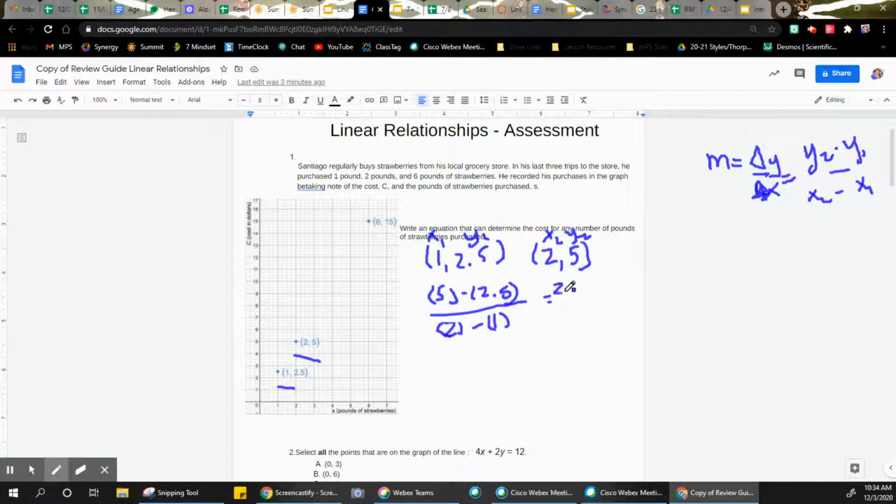5 minus 2.5 is 2.5. 2 minus 1 is 1. So 2.5 divided by 1 is just 2.5. So my slope is 2.5.